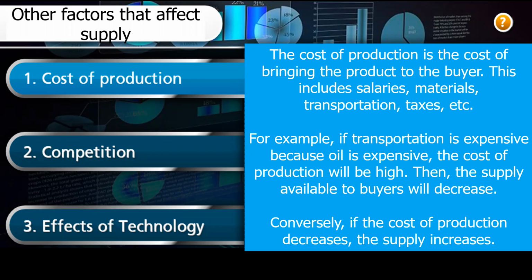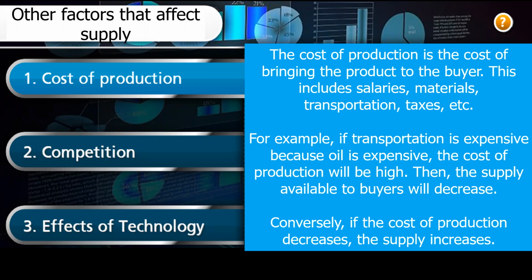If transportation is expensive because oil is expensive, then the cost of production will be high. Why? Because one of the factors included within the cost of production goes up, and because of that, the cost of production itself goes up. That means that the supply available to buyers will decrease, because I will not spend a lot of money on something that is costly and where I will not have much of a profit, because I cannot resell it for a high price because people will not buy it. Then the supply will decrease.